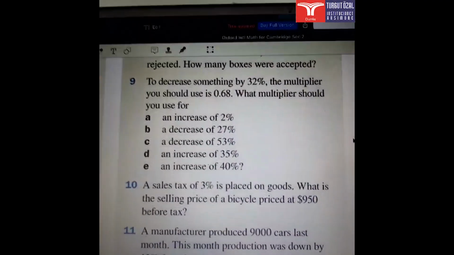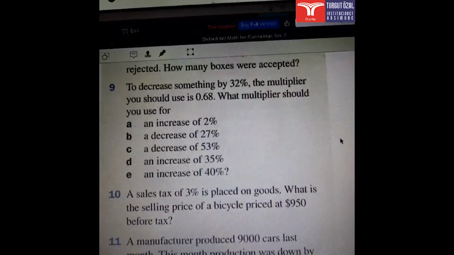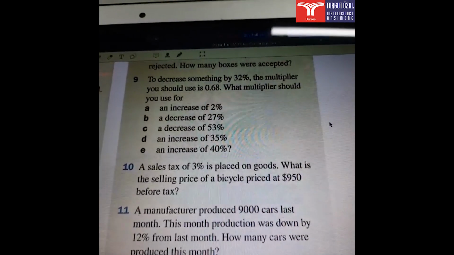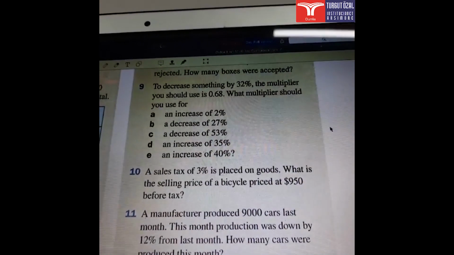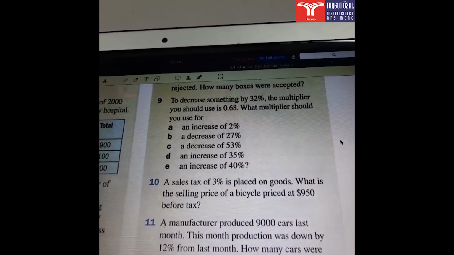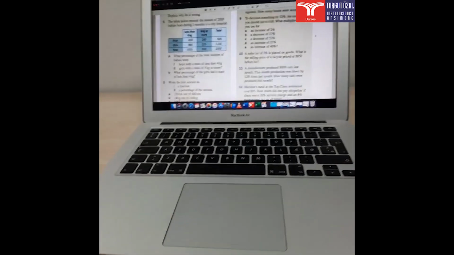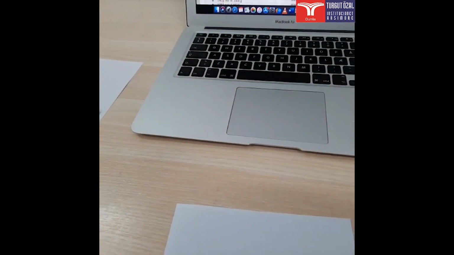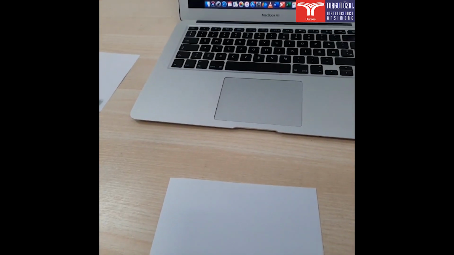Exercise 9. To decrease something by 32%, the multiplier you should use is 0.68. What multiplier should you use for an increase of 2%? Okay, so first of all, let's understand the meaning of the question. To decrease something means to remove something, to make it smaller.